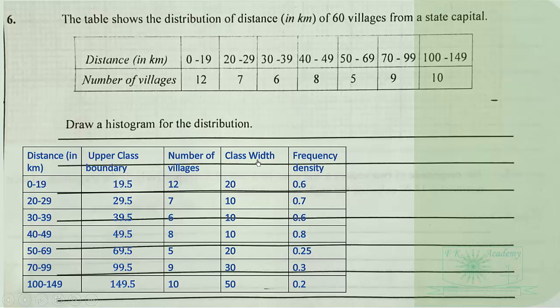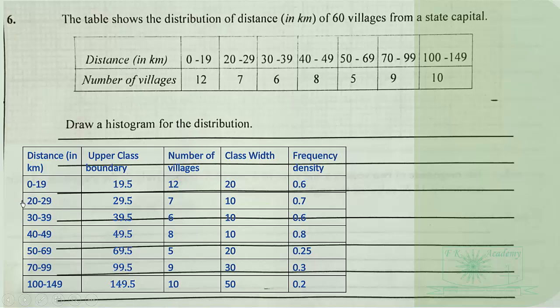Now we have to calculate the class width. How do we get the class width? If I ask you to count the numbers 0, 1, 2 up to 19, you end up getting 20. Or 20, 21 up to 29, you get 10. 100, 101 up to 149, you get 50. But another way you can get the class width is by using the class boundaries. So this is 149.5, this is 99.5. 149.5 minus 99.5 will give you 50.